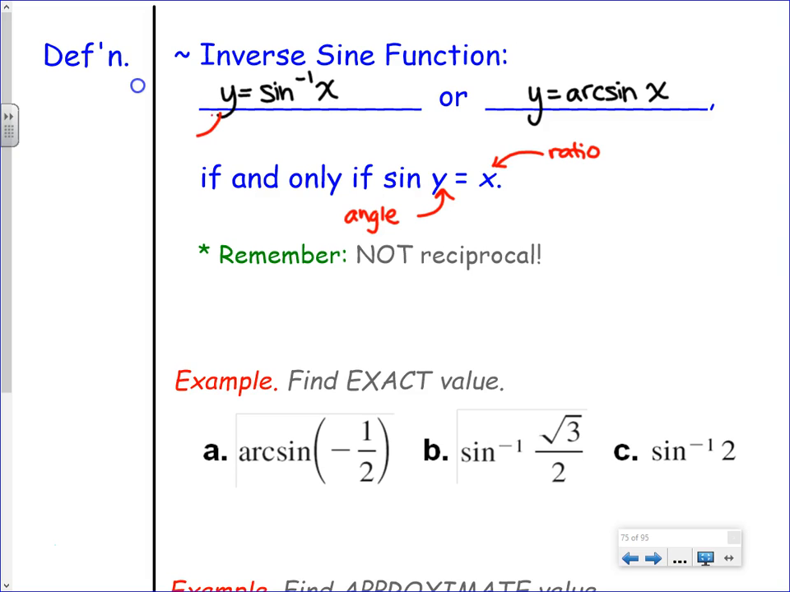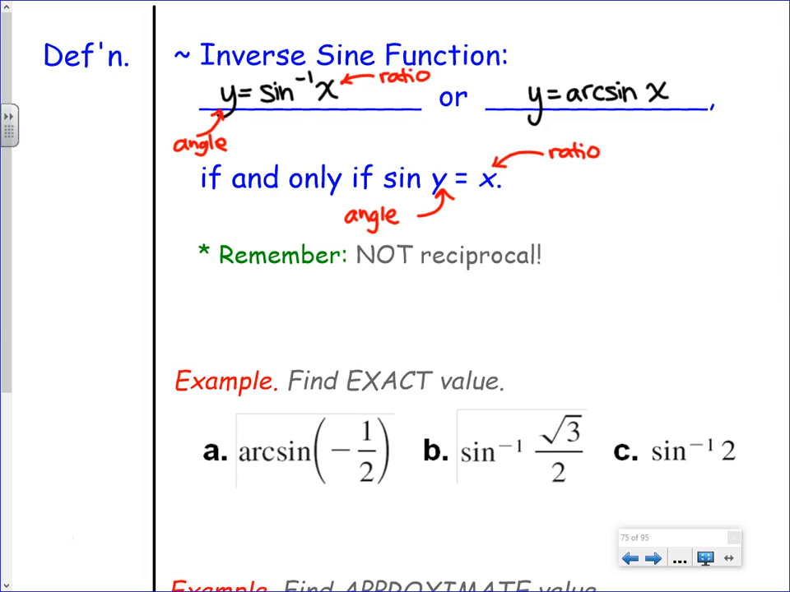So you're going to be finding the angle in degrees or radians. Just depends. Sometimes they'll tell you. Sometimes both answers will be appropriate or okay or acceptable. You're finding an angle given a ratio.